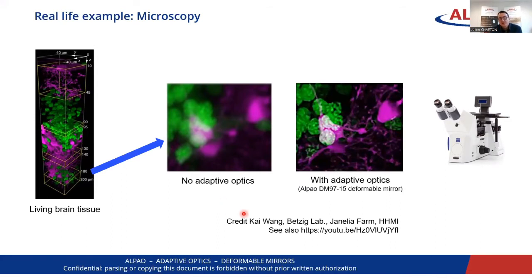This is real images taken with some ALPAO deformable mirror. And it's taken by the Eric Betzig team in the USA, and you see that using adaptive optics, you can recover most of the image quality. And it is with this kind of images that Professor Betzig got this Nobel Prize a few years ago. This is really an active field because the difference is huge.